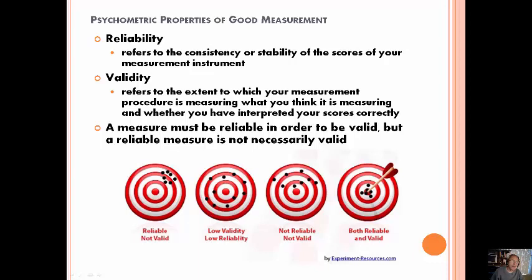A measure has to be reliable in order to be valid, but a reliable measure is not necessarily valid. Many measures that have what we call face validity could very well be reliable. They're consistent, but they're not necessarily valid. They're not really accurate or true. So you must have reliability to have validity, but reliability doesn't necessarily guarantee validity.